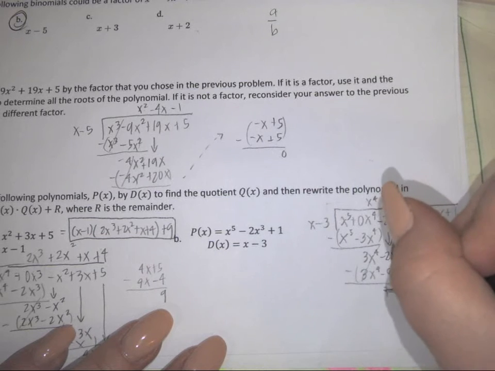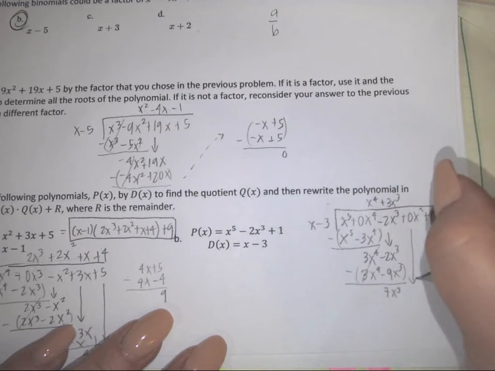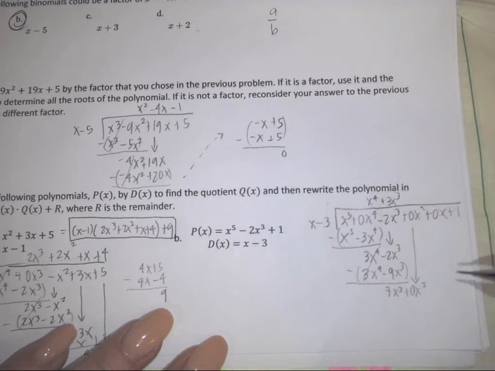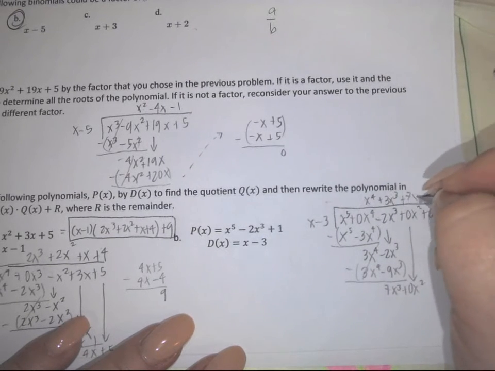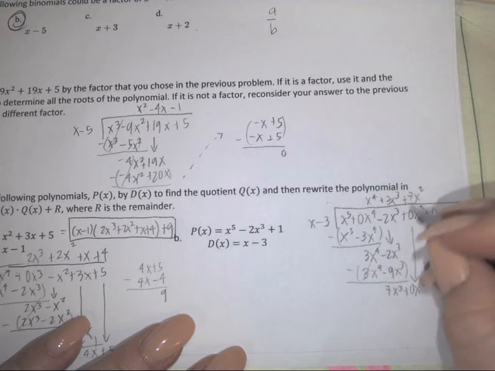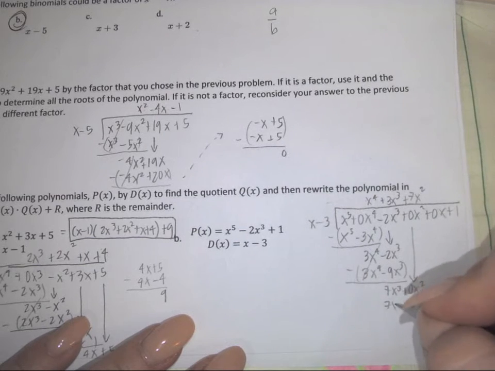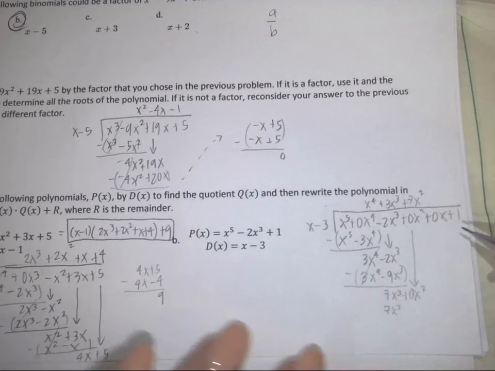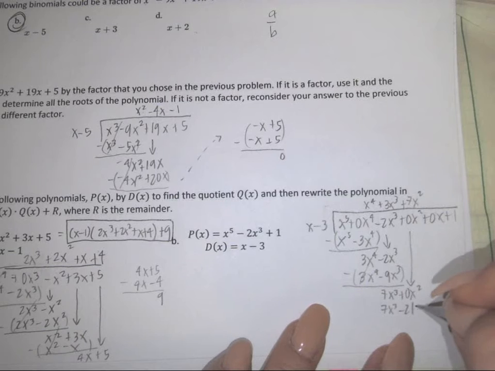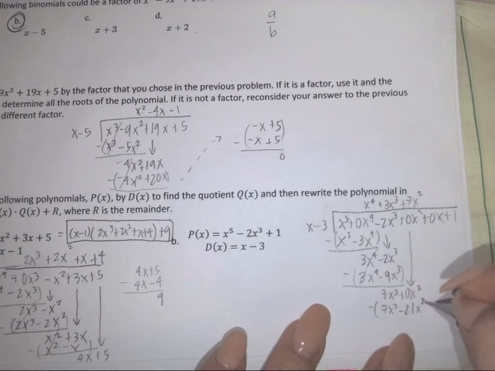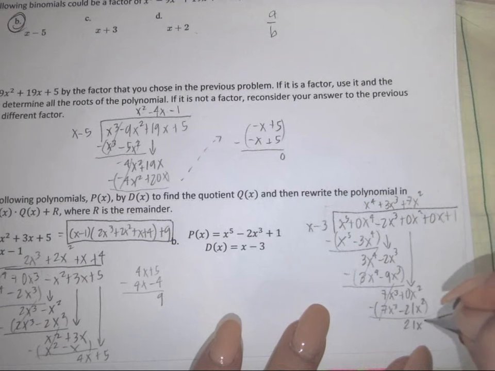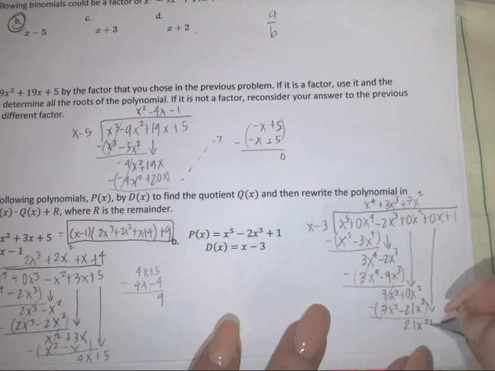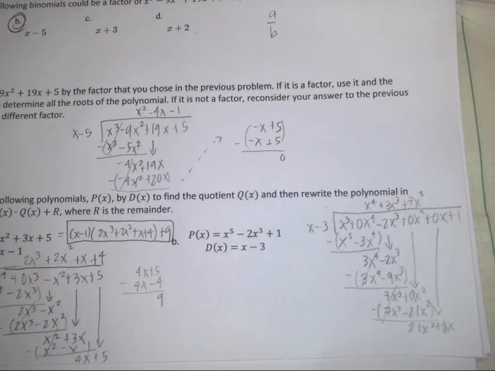You get 7x cubed. So x times 7x squared gives you 7x cubed. And 7x squared times negative 3 is negative 21x squared. Subtract them. You get 21x squared. Bring down the 0x.